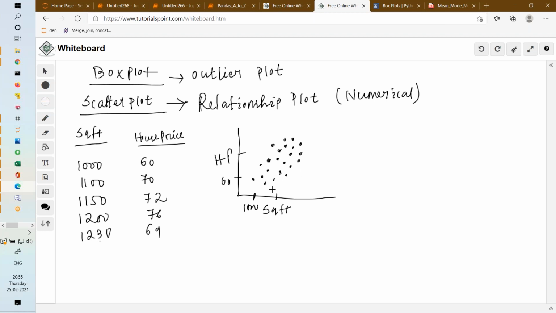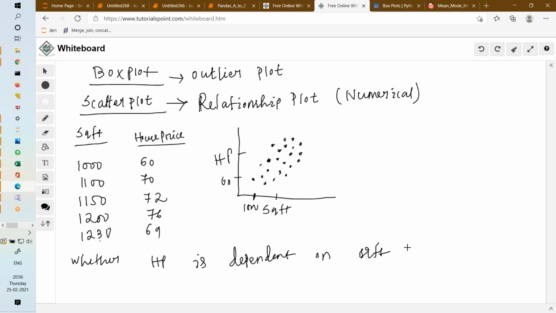So this plot will give me so much information. What I want to understand is why I'm doing this plot. I want to ask myself this question: whether house price is dependent on square feet. Means what? If I'm increasing or decreasing the square feet, whether house price is impacted or not, whether my house price or Y is proportional to X, or is there any relationship present between house price and square feet?